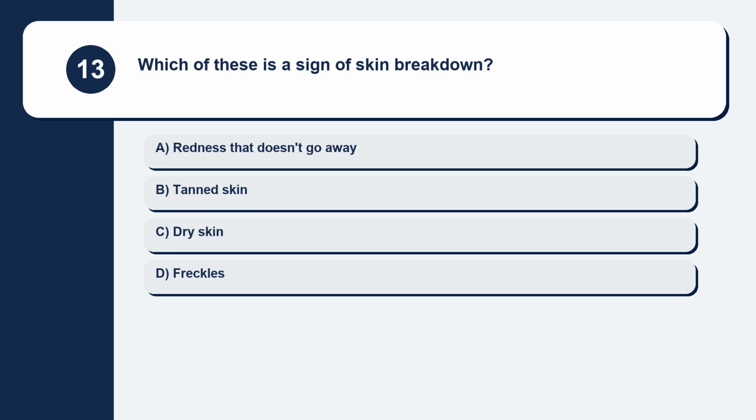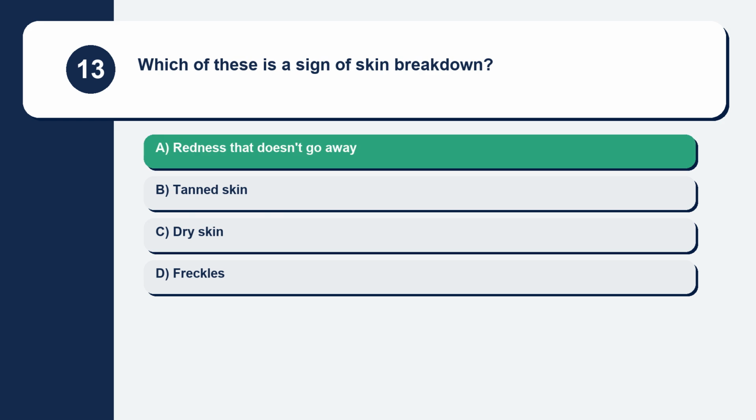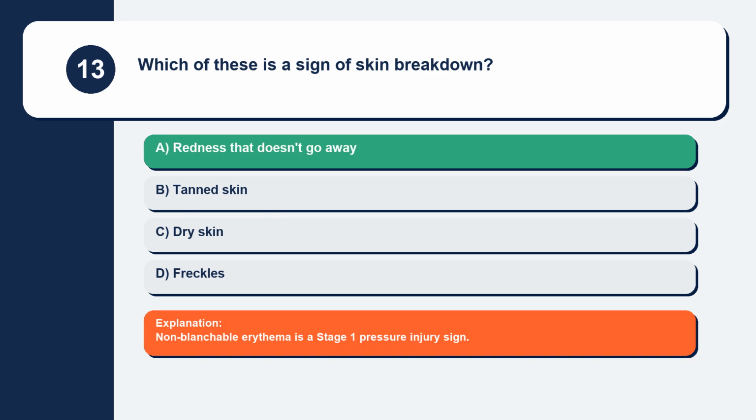Question 13. Which of these is a sign of skin breakdown? Redness that doesn't go away, tan skin, dry skin, or freckles? Non-blanchable erythema is a stage 1 pressure injury sign.